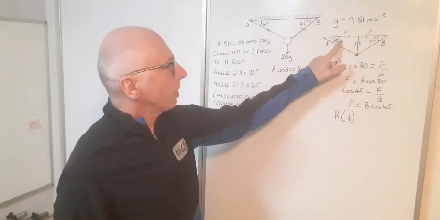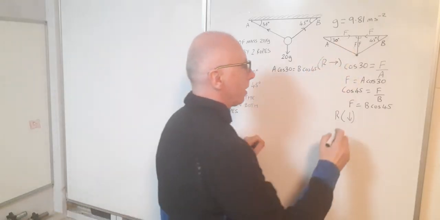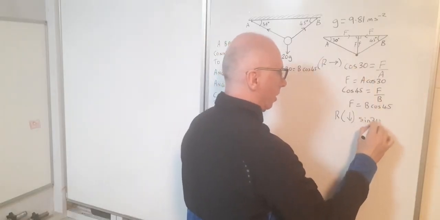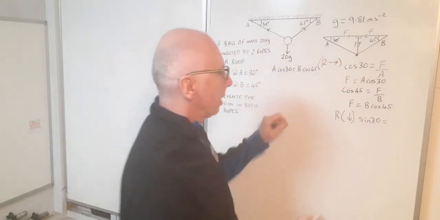So here, as I've got my 30 degrees, this is opposite, so we'll be on to the sine. So then I've got sine 30 equals my force F over A.